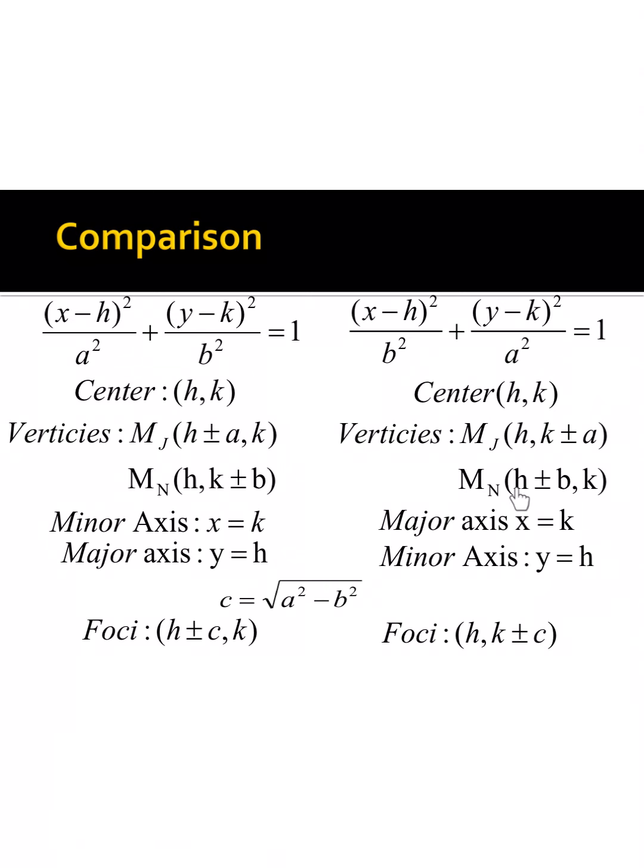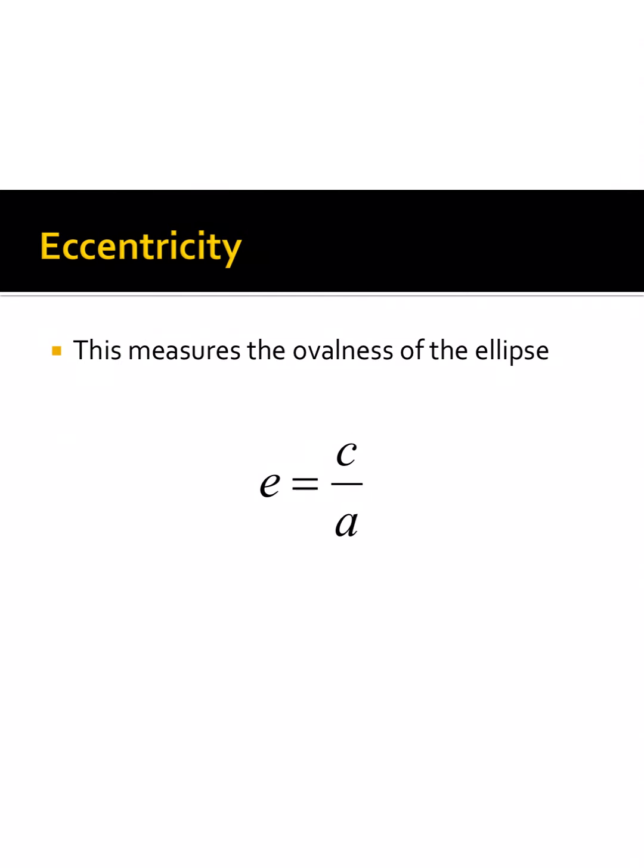It'll be h plus or minus b, comma k to find your minor vertices. The major axis is going to be x is equal to k. The minor axis is going to be y is equal to h. And then once you have found c, for your foci, it'll be h, comma k plus or minus c. So once we've identified if you have a horizontal or vertical ellipse, we can go ahead and find all these parts. In order to measure the ovalness of your ellipse, we have something called eccentricity, and the e value is always going to be equal to c over a.